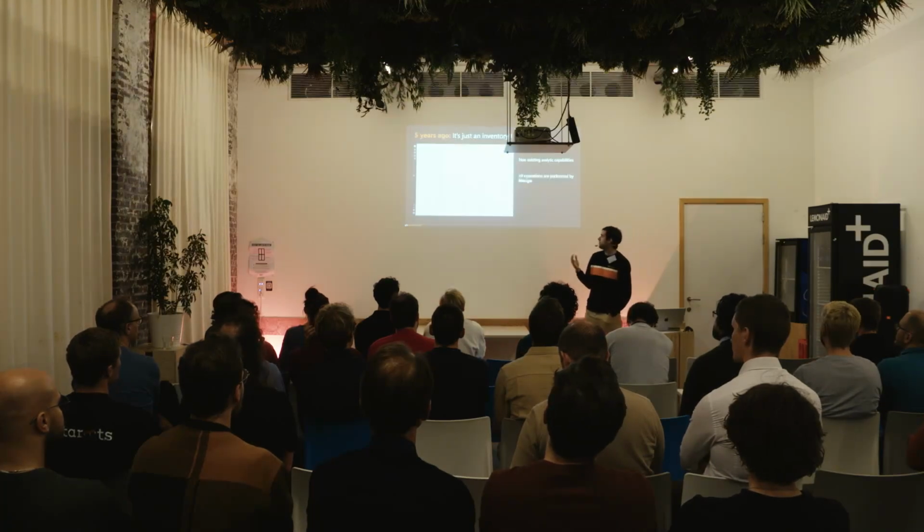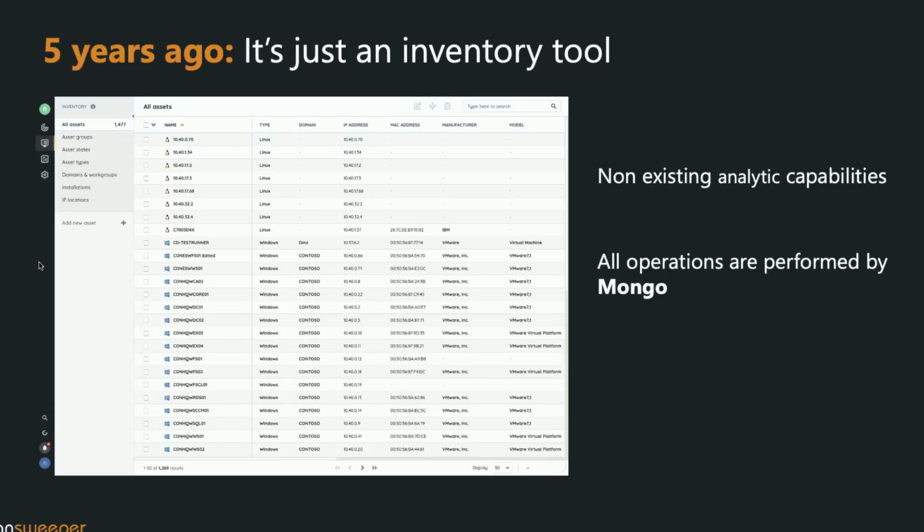And it started very simple, really. This was 5 years ago. We were only capable of displaying a table with nothing. Maybe we were able to sort columns. We were able to do very simple search. And everything is stored in MongoDB. So it's not the best solution for real-time analytics, right?